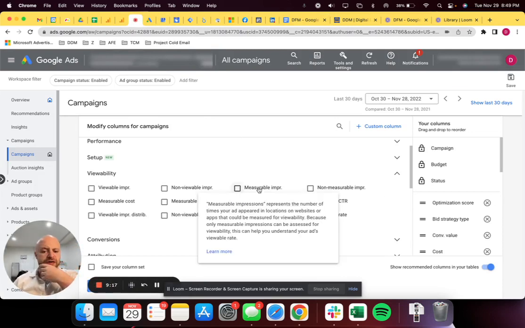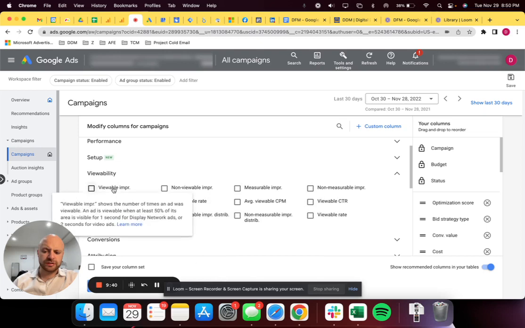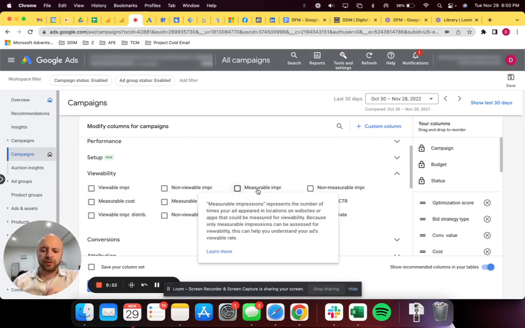So measurable impressions represents the number of times your ad appeared in locations on websites or apps that could be measured. So that's cool. That's kind of more general. Represents the number of times your ad appeared in locations on websites and apps that could be measured for viewability. So what's the difference between measurable impressions and viewable impressions? Viewable shows the number of times an ad was viewable. An ad is viewable when at least 50% of its area is visible for 1 second. Measurable represents the number of times your ad appeared in locations on websites or apps that could be measured for viewability. So, oh my God, we could make a whole video just on impressions. Honestly, I might have to, because this is kind of complicated.